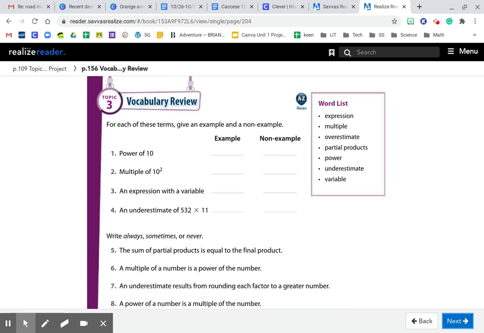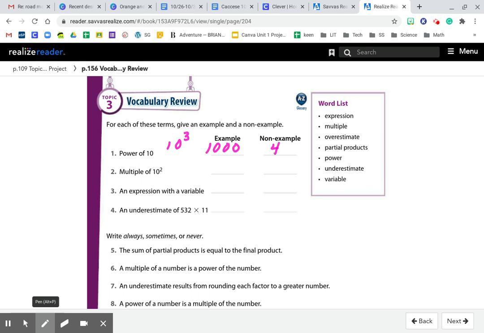So something that is the power of 10. I could say 1,000 is the power of 10. It would be 10 to the third power. A non-example would be any random number that doesn't begin with a 1 and end in a 0. So I could put the number 4, 5, whatever.